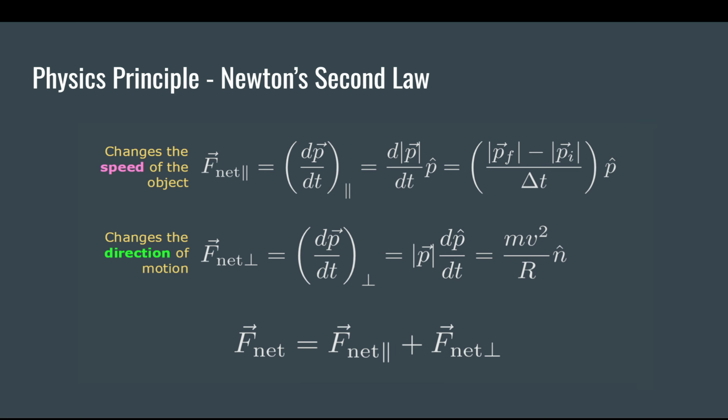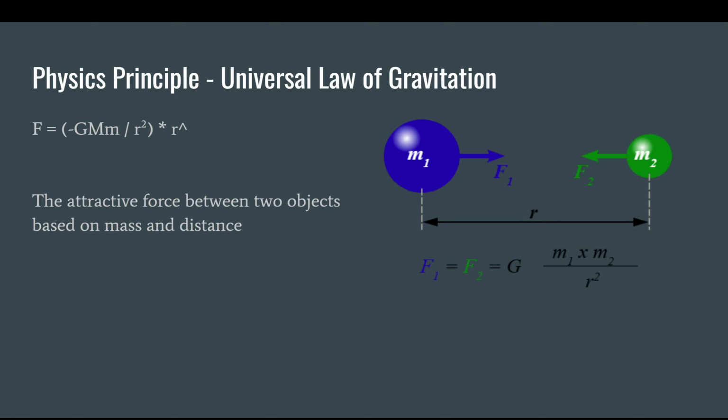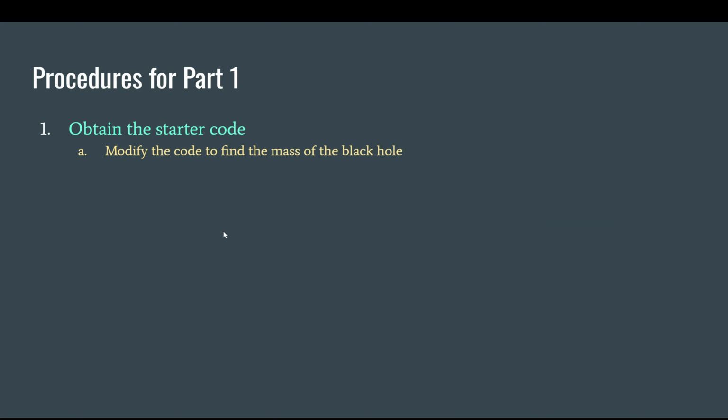I also included this because we'll be needing it in part 1, how you can change F net into its parallel and perpendicular components. And then finally, the universal law of gravitation. We have this formula that we learned in class, and it's just the attractive force between 2 objects based on mass and distance. Okay, so for part 1, we have a starter code.